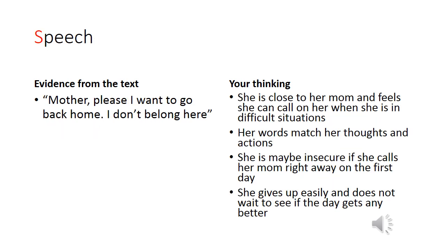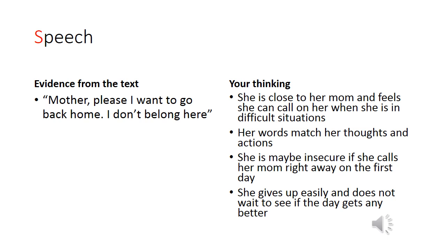There is only one line of actual spoken dialogue in this narrative, and it comes at the very end when she phones her mom. And Anne's actual words, her actual speech to her mom, is basically a comment saying that she wants to go home and she doesn't feel like she belongs here. So those spoken words tell me that she's close to her mom and she feels that she can call on her when she's in a difficult situation.